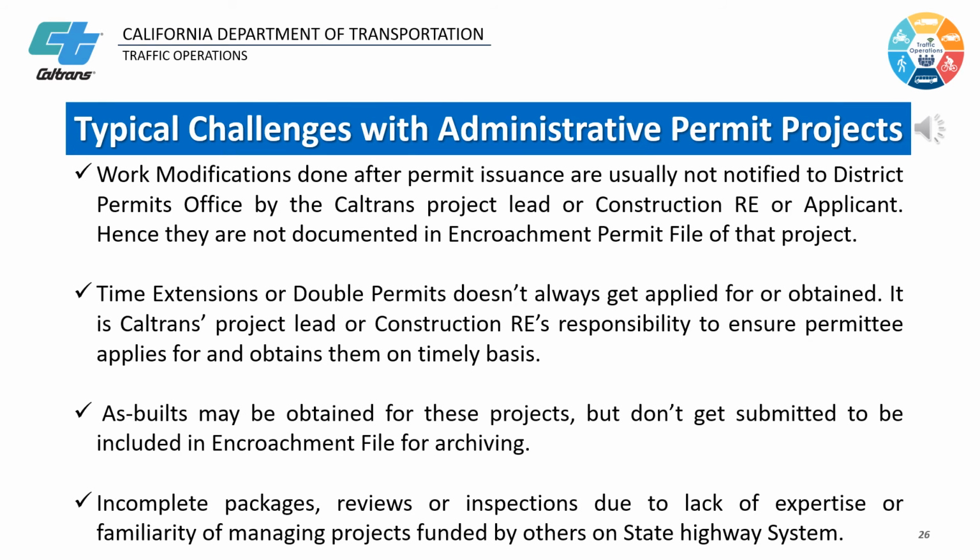Here are some typical challenges with administrative permit projects. Work modifications done after permit issuance are usually not notified to the District Permits Office by the Caltrans project lead or construction or applicant. Therefore, modifications are not documented in the encroachment permit file of that project. Time extensions or double permits don't always get applied for or obtained. It is the Caltrans project lead or construction RE's responsibility to ensure the permittee applies for and obtains them on a timely basis.